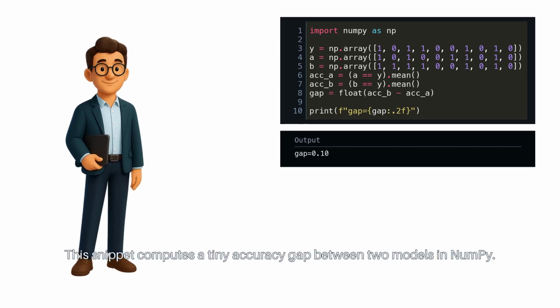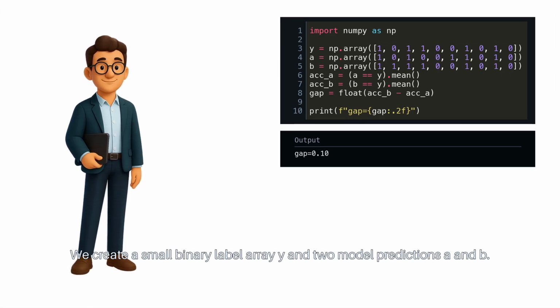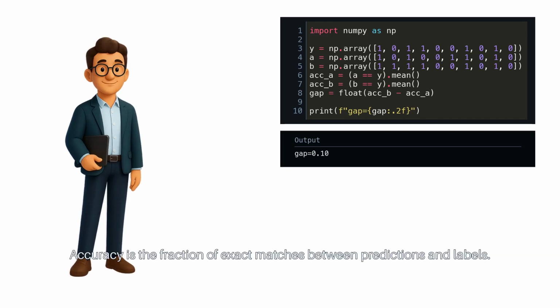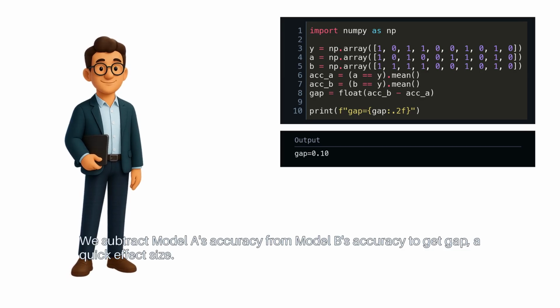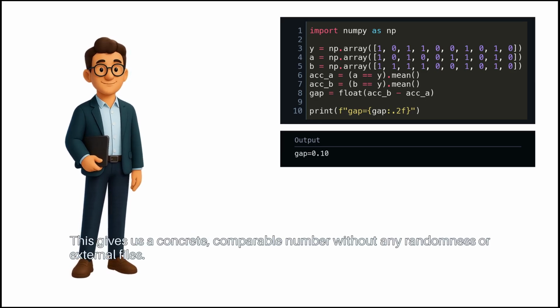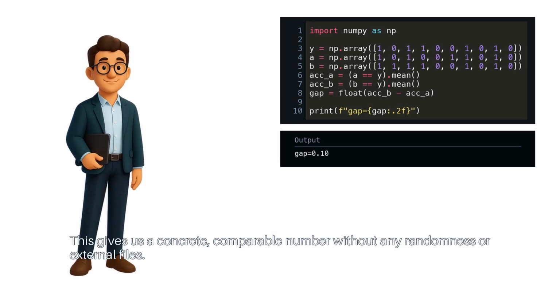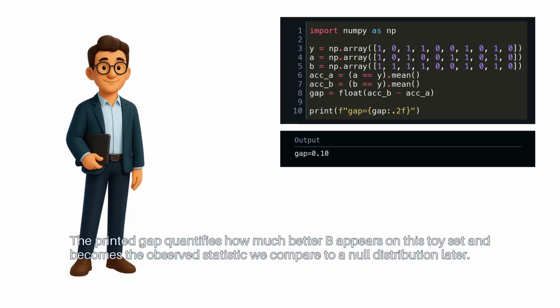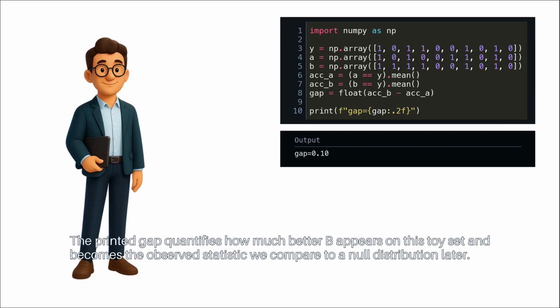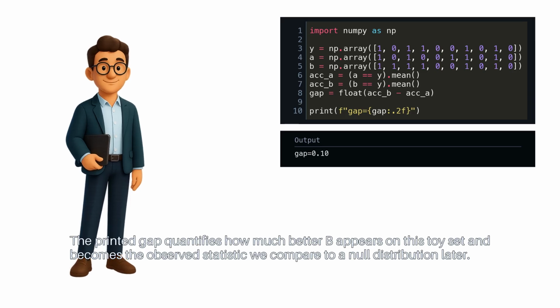This snippet computes a tiny accuracy gap between two models in NumPy. We create a small binary label array, y, and two model predictions, a and b. Accuracy is the fraction of exact matches between predictions and labels. We subtract model A's accuracy from model B's accuracy to get gap, a quick effect size. This gives us a concrete, comparable number without any randomness or external files. The printed gap quantifies how much better B appears on this toy set and becomes the observed statistic we compare to a null distribution later.